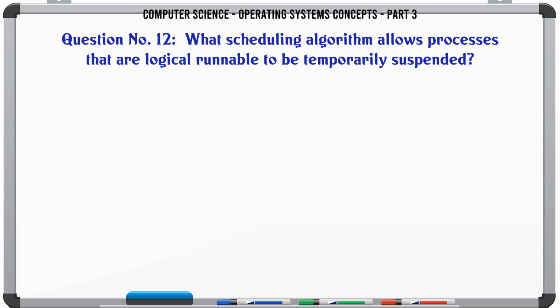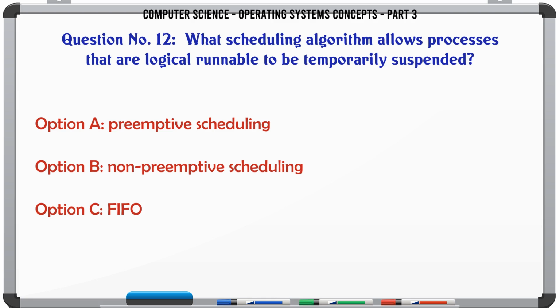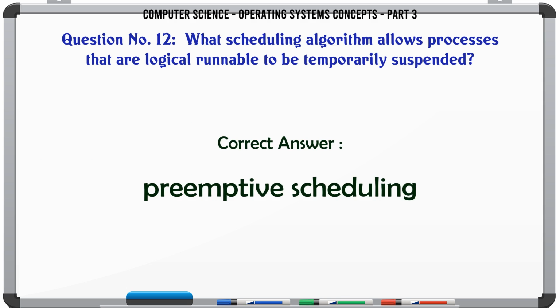What scheduling algorithm allows processes that are logically runnable to be temporarily suspended? A. Preemptive scheduling. B. Non-preemptive scheduling. C. FIFO. D. FCFS. The correct answer is preemptive scheduling.